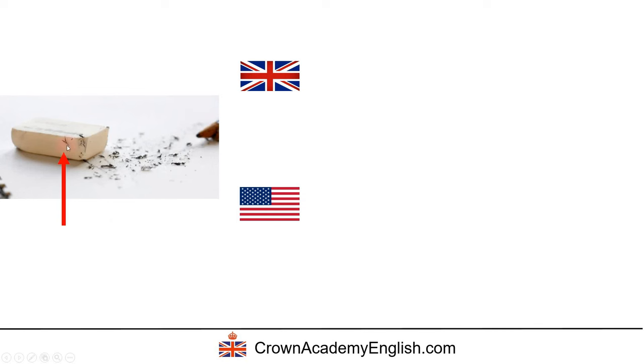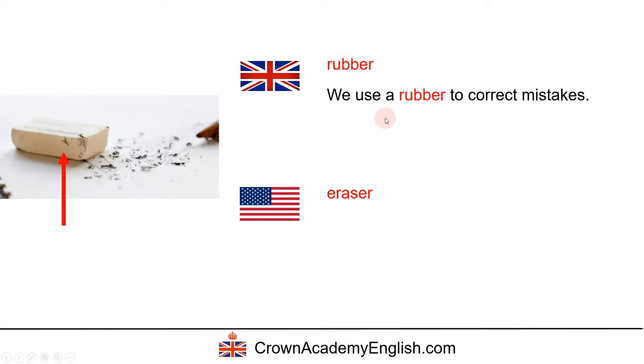Okay, let's continue. So this object here in British English is called a rubber. And in American English, they call it an eraser. So we use a rubber to correct mistakes. In American English, we use an eraser to correct mistakes.